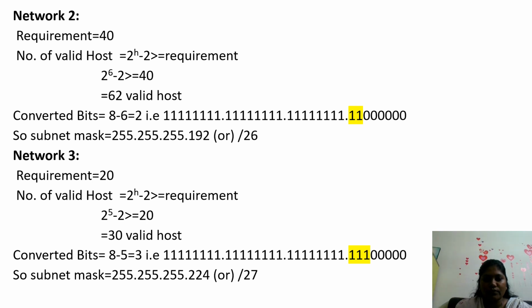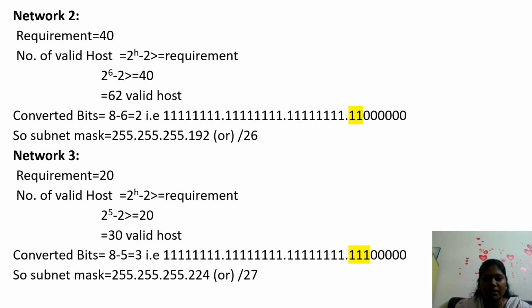6 is nothing but the value of h. 8 minus 2 is equal to 8 minus 6 is equal to 2. That is, we are going to borrow 2 bits from the host portion. So the subnet mask is going to be 255.255.255.192 or /26, the number of ones in the subnet mask.